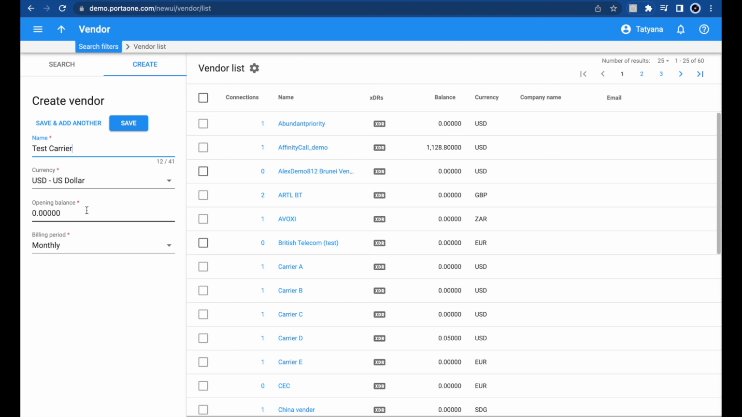The vendor's balance shows us how much the owner of the PortaSwitch has to pay the vendor. Right now we don't owe our vendor anything. And the billing period is going to be monthly. Let's click Save. The next step is to set up the interaction parameters for this vendor. We are going to need to create an entity called connection. But first, let's talk about what a connection is.